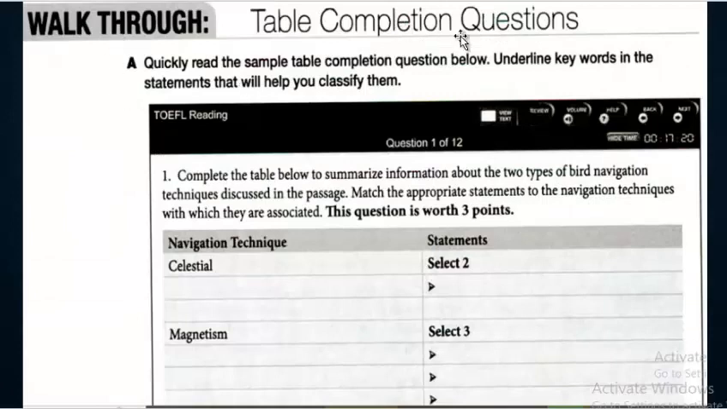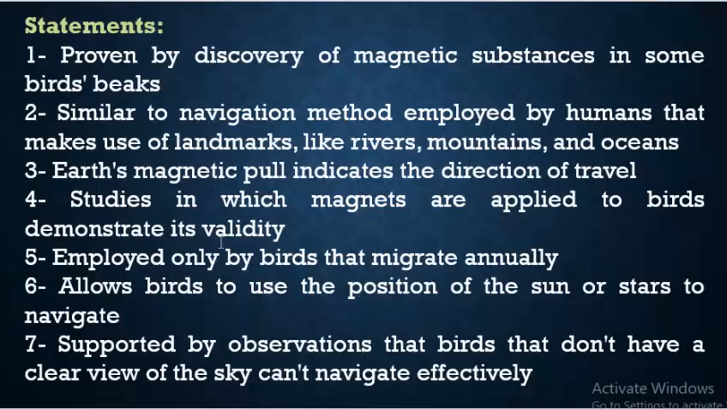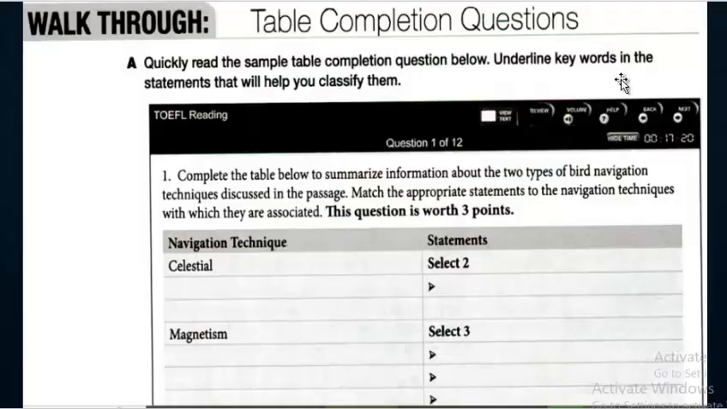Walkthrough: table completion questions. Activity A. Quickly read the simple table completion question below. Underline keywords in the statements that will help you classify them. Where are the statements? Here we have the statements.